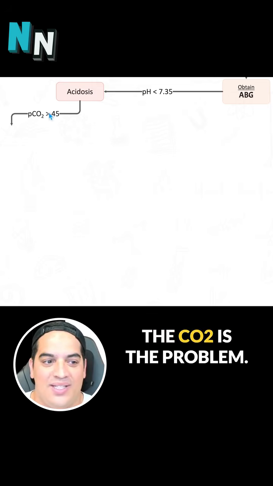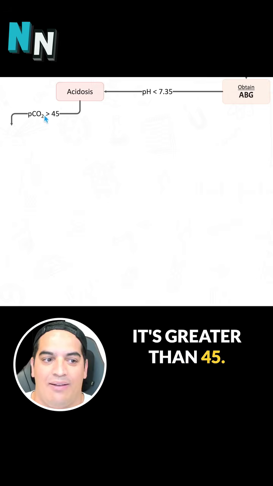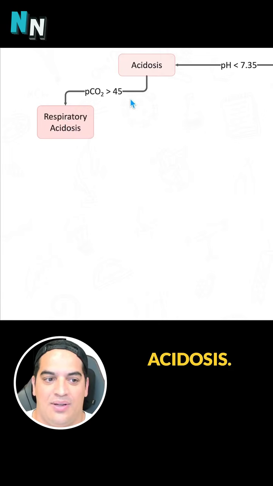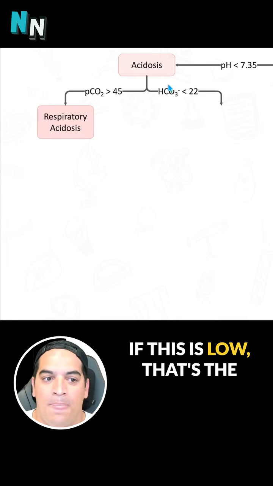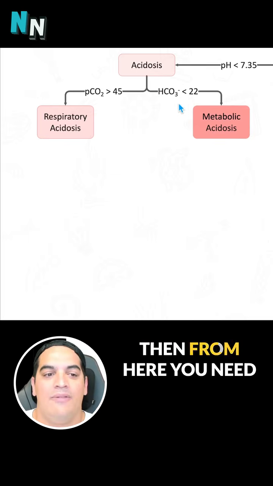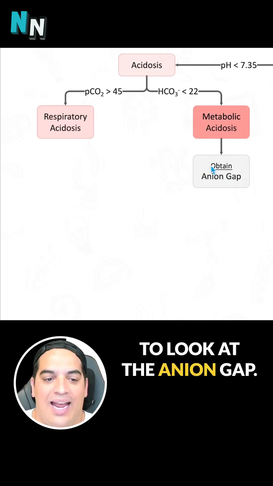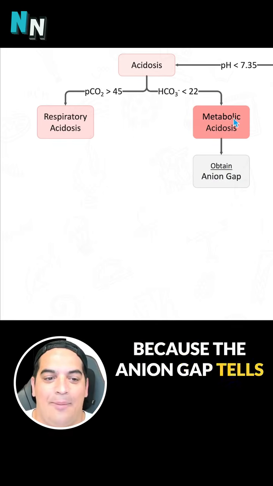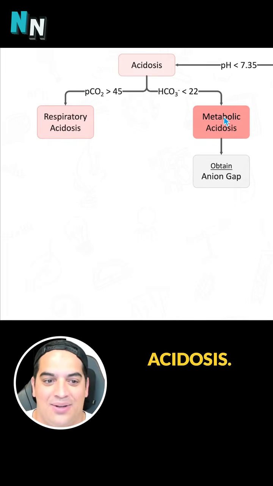So for respiratory, the CO2 is the problem. It's greater than 45. That's respiratory acidosis. In this situation, bicarb, if this is low, that's the primary problem. This is metabolic. Then from here, you need to look at the anion gap. Why? Because the anion gap tells me which type of metabolic acidosis.